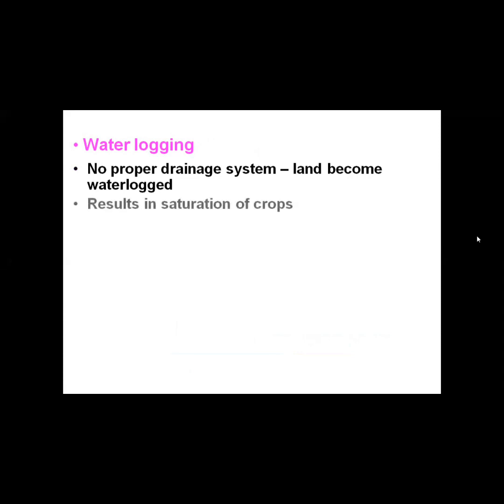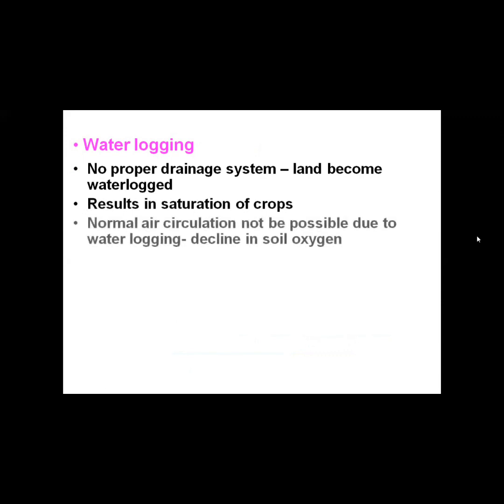Then waterlogging. As and when there is no proper drainage system, land becomes waterlogged, which results in the saturation of the crops. Normal air circulation is not possible due to waterlogging. It gives a decline in the soil oxygen.